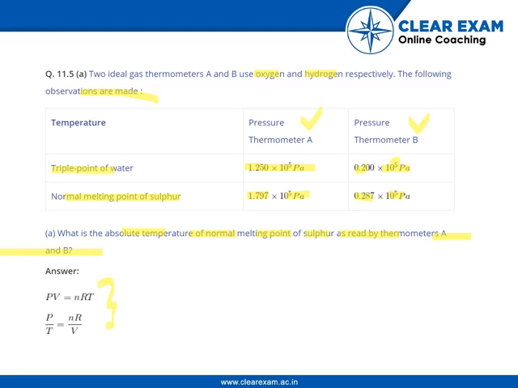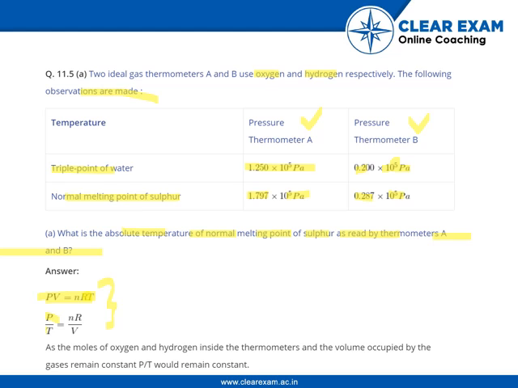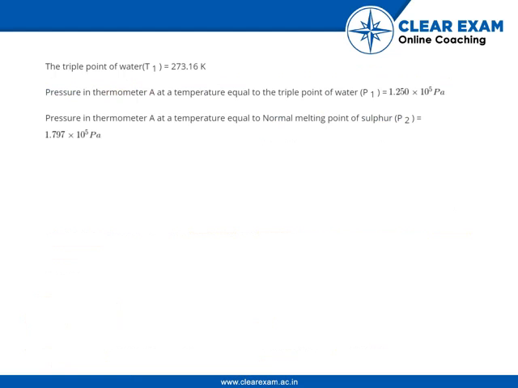As we know, the ideal gas law is PV = nRT. Now we know that pressure and temperature are variable, therefore P/T = nR/V. As the moles of oxygen and hydrogen inside the thermometer and the volume occupied by the gases remain constant, P/T would also remain constant. This is the reason for P/T to be constant.